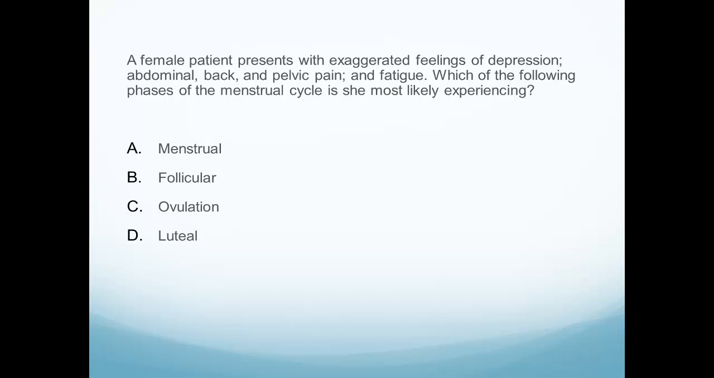A female patient presents with exaggerated feelings of depression, abdominal, back, and pelvic pain, and fatigue. Which of the following phases of the menstrual cycle is she most likely experiencing? Well, if you answered D, the luteal phase, you are correct. Premenstrual syndrome is most likely to occur during the luteal phase, right before the menstrual phase begins.